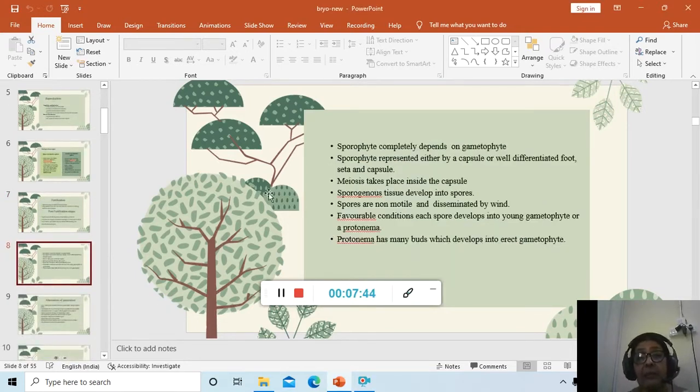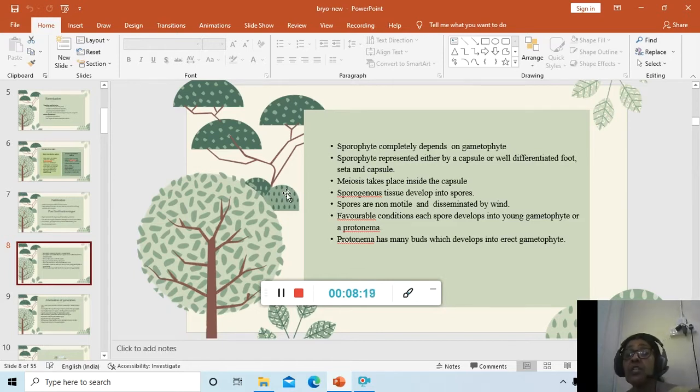And the sporophyte completely depends on the gametophyte, I told you. The sporophyte may be represented either as a capsule, or it may be differentiated into foot, seta and capsule. Only the capsule is seen in the primitive forms of bryophytes like Riccia, but foot, seta and capsule are seen in mosses like Funaria. Usually meiosis takes place inside the capsule, and the sporogenous tissues develop into spores. Spores are usually non-motile and are disseminated by wind.